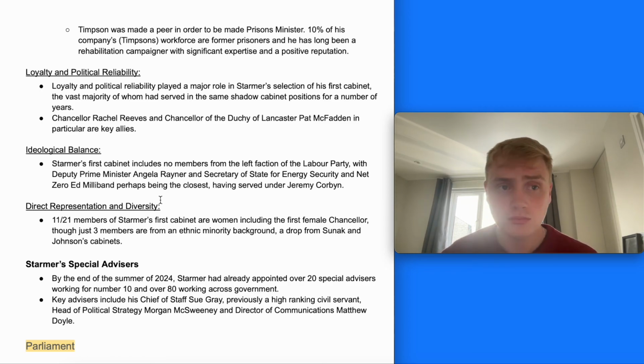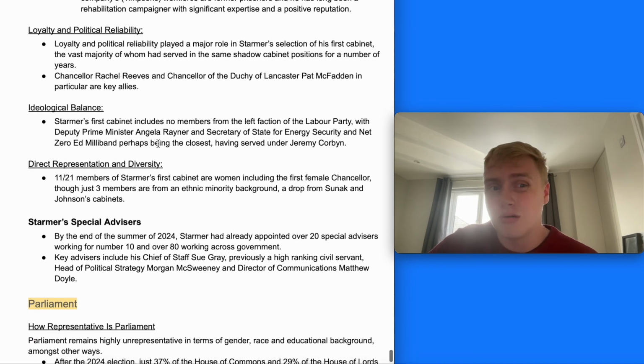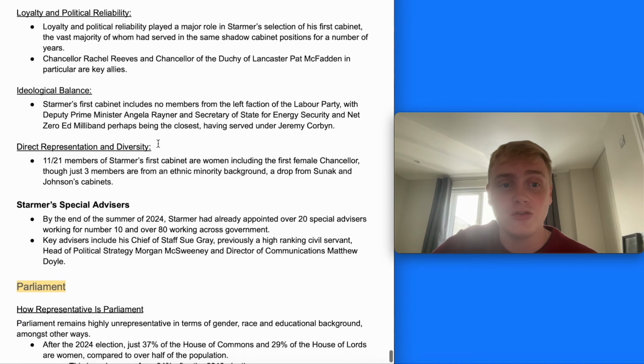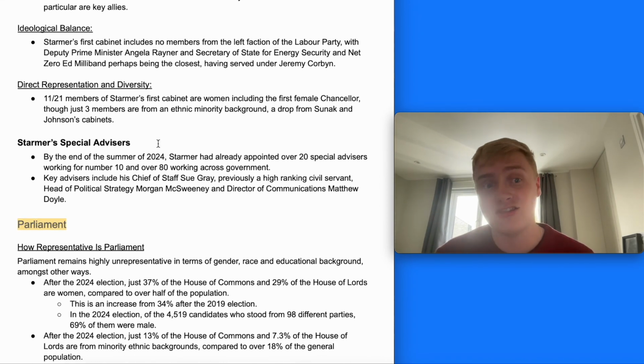Loyalty was also really important. The vast majority of those in Starmer's first cabinet had served in the same shadow cabinet position for a number of years, with Chancellor Rachel Reeves and Chancellor of the Duchy of Lancaster Pat McFadden being particularly key allies. Ideological balance didn't seem to play much role at all, with no one from the left faction of the party. The closest are probably Ed Miliband and Angela Rayner, which potentially says all you need to say because they're not particularly left-wing, though they had served under Jeremy Corbyn, as had Starmer actually.